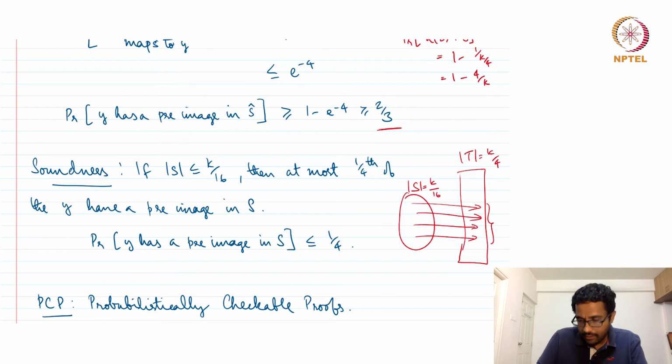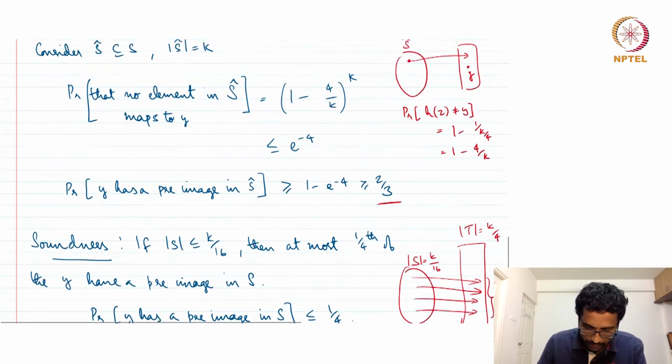So the number of elements in T that have a pre-image in S will be at most 1/4 of T. It cannot be bigger than this. So the probability that Y has a pre-image in S is at most 1/4, which is less than 1/3. So the completeness and soundness have been checked.